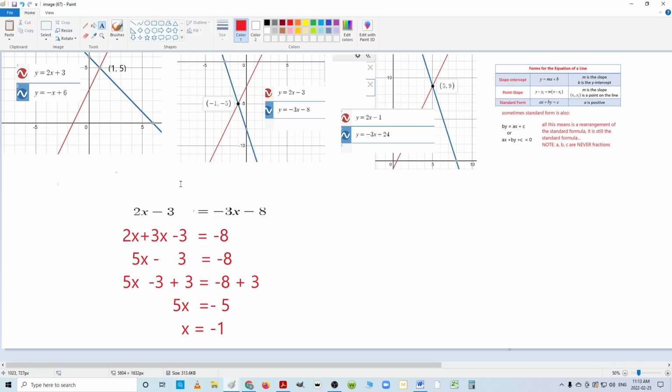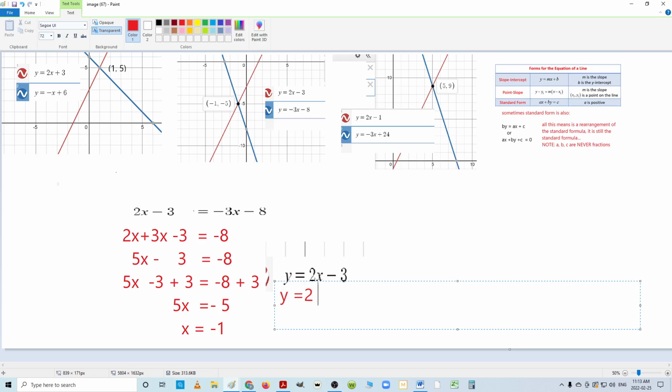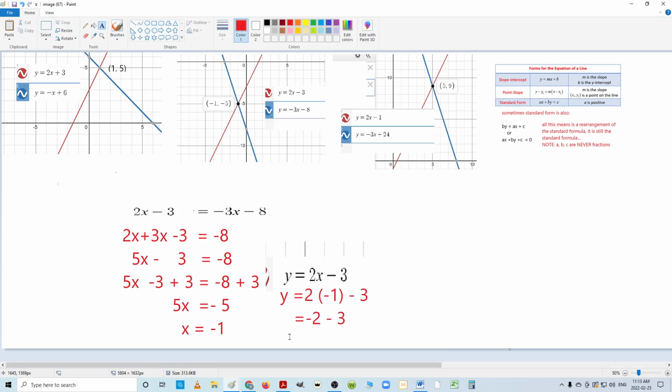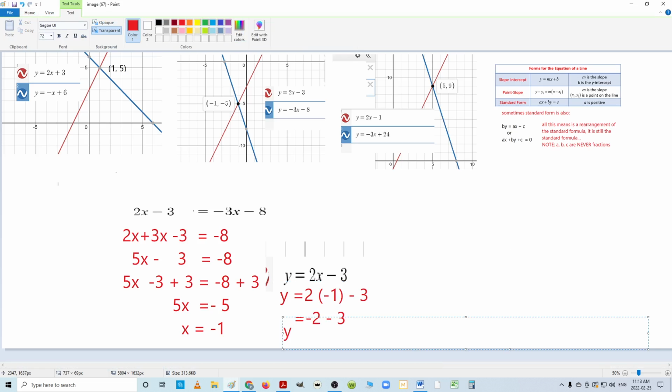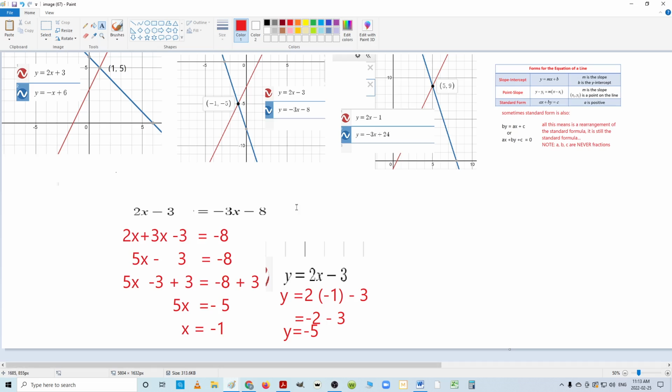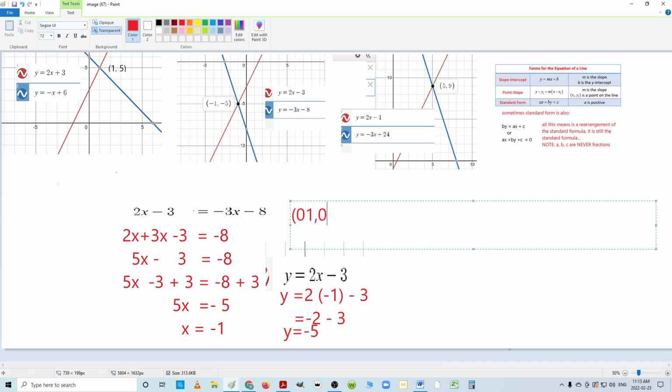Now, how do I solve it? I've got my x value. I take my y value, and wherever I see x, I put in minus 1. So y is going to be 2 times minus 1 minus 3, which is equal to minus 2 minus 3. Oh, there we go. And therefore, y is equal to minus 5. So suddenly I have my coordinates. My coordinates are minus 1, minus 5. And I go up and see if I got it right. And sure enough, I did.